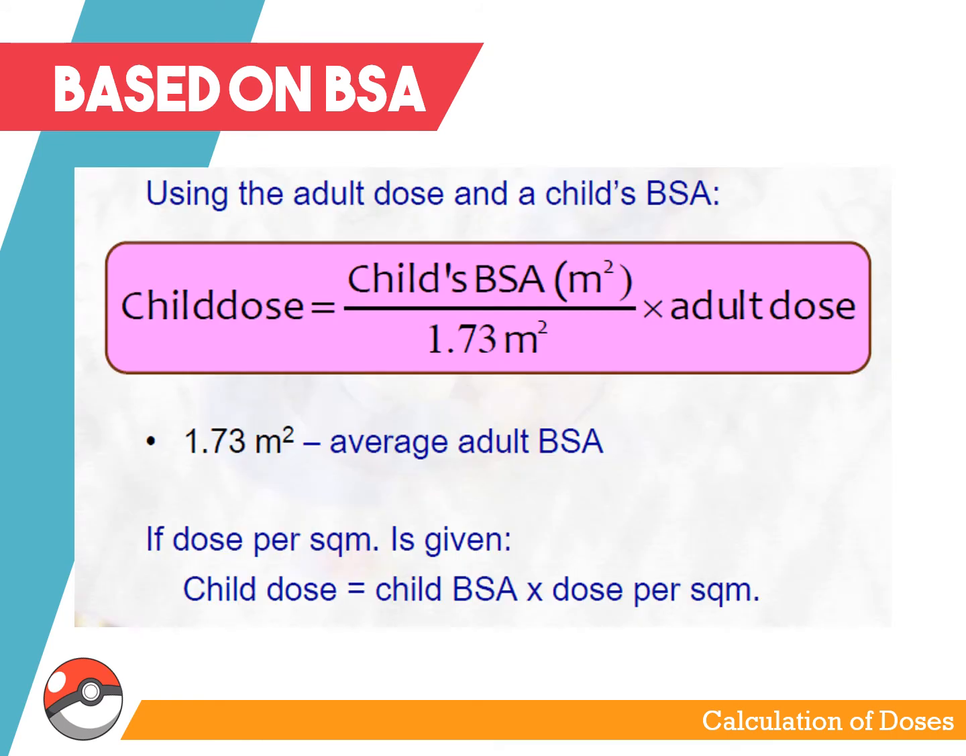So using the adult dose in a child's BSA, here is an equation. So child's BSA in meters squared divided by 1.73 meters squared. So 1.73 meters squared is the average adult BSA. So that is a constant. Okay.